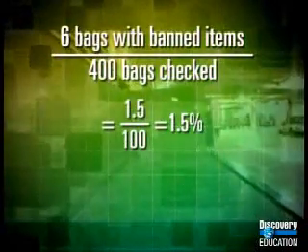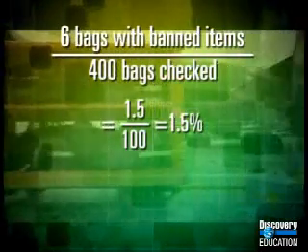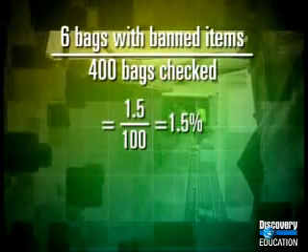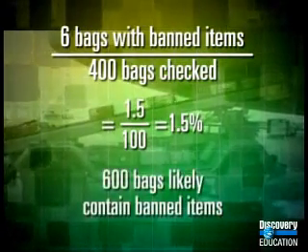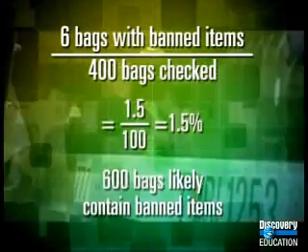Now suppose the baggage inspectors found that of the 400 bags in their sample, 6 bags contain banned items. That's equivalent to 1.5%. They might conclude that the same proportion of the 40,000 bags that come through O'Hare each day contain banned items. 1.5% of 40,000 is 600 bags. That would be a reasonable conclusion if the 400 bags chosen for inspection made up a representative sample of the total population of 40,000 bags.